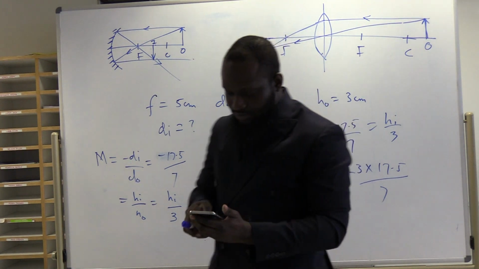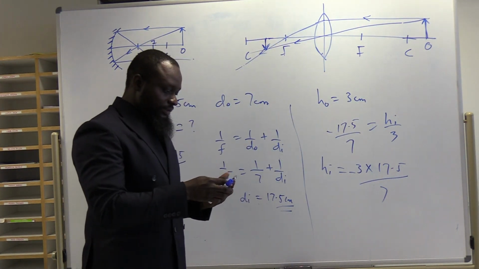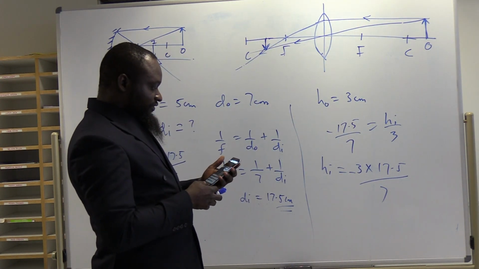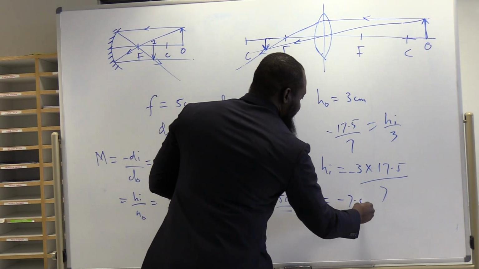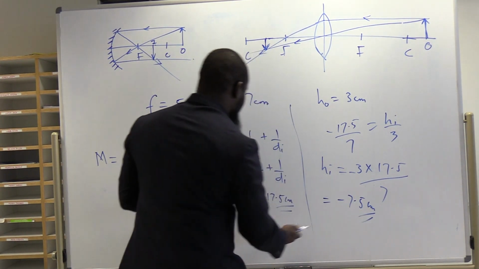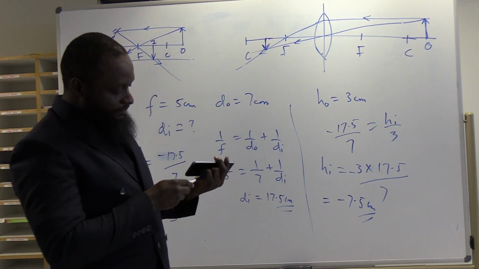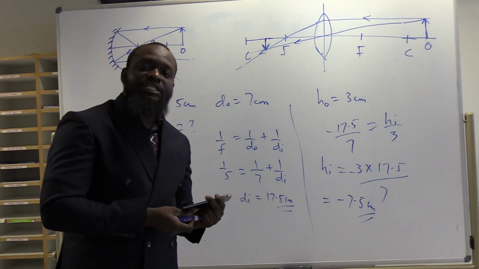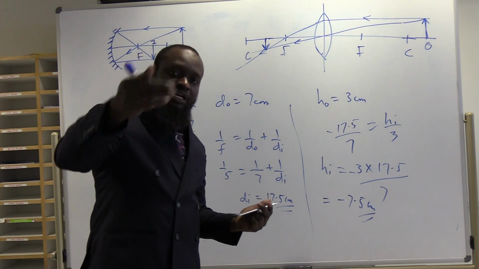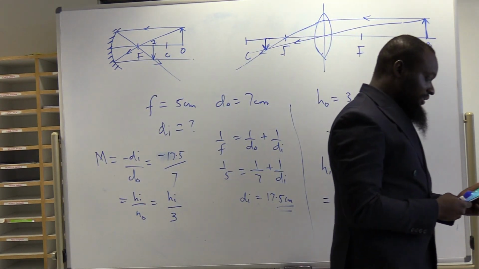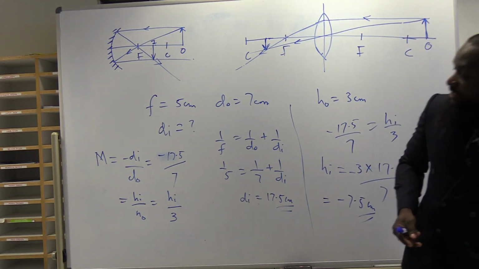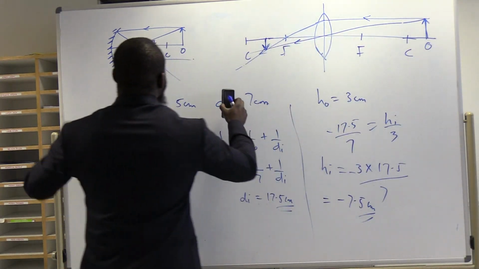Okay, so I'm using my calculator here, and that just gives me minus 7.5. So minus 7.5 centimeters. This is my image height and that's my image distance. Okay. So the minus sign, like I said, means the image is upside down. That's what the minus sign tells us. Now let's go to the first problem.